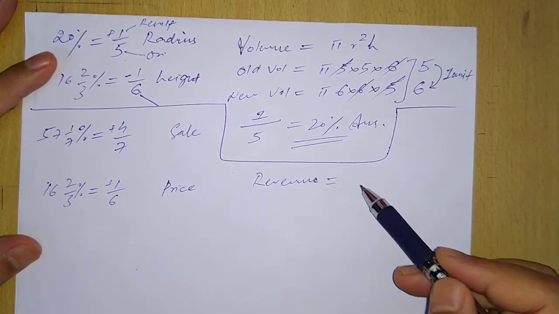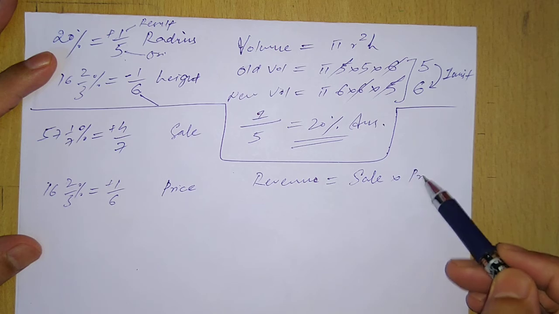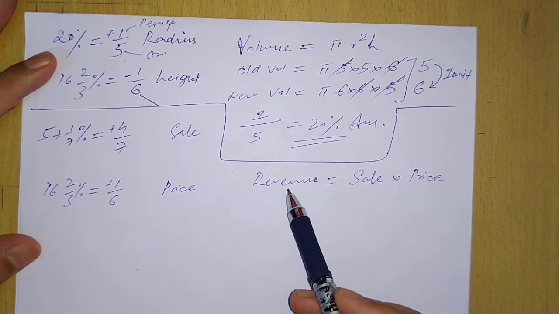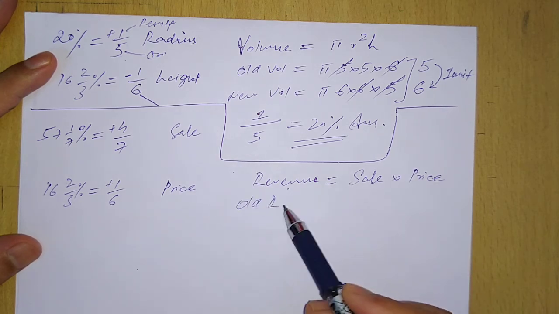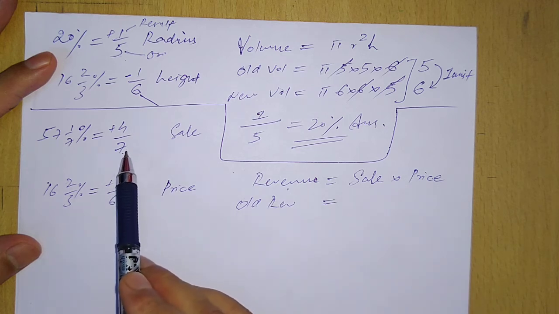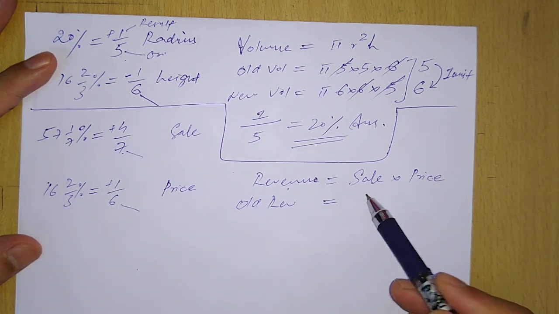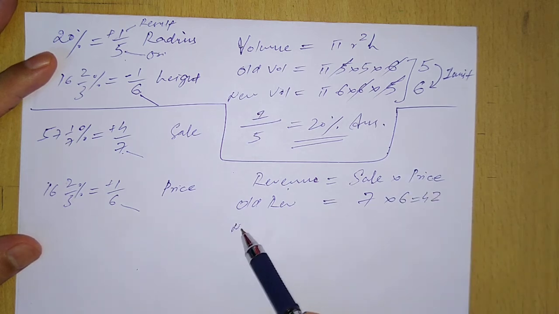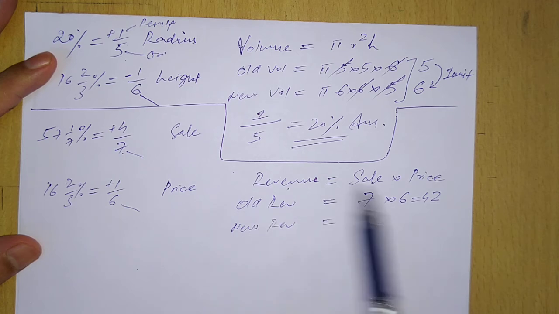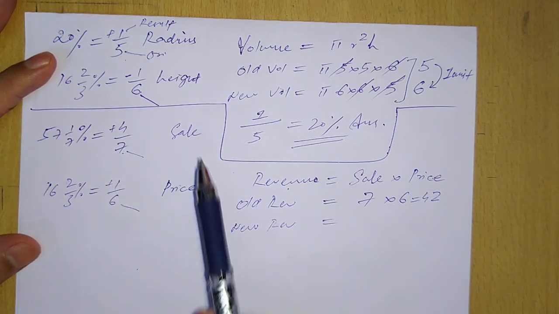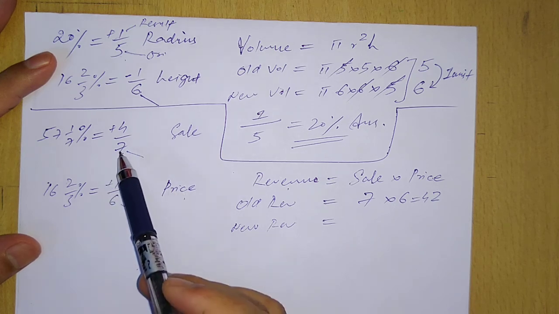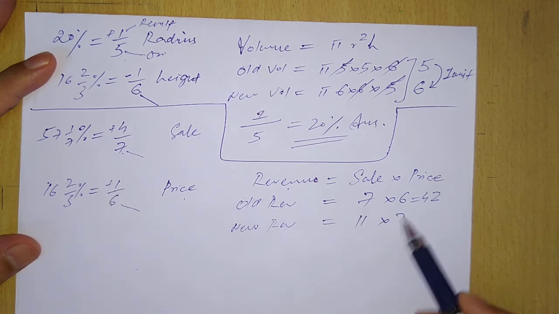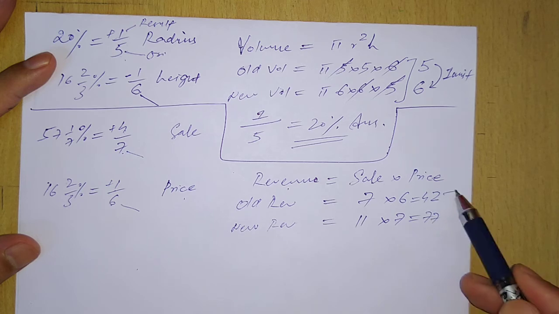Now the revenue, we need to find the percentage change in revenue, and we know that revenue is equal to sale into price. Sale of tickets into price will give us revenue. So the old revenue is how much? 7 and 6 is the original, so 7 into 6 is 42. Now the new revenue after the change is how much? Both are increased. Sale has been increased and price has also been increased, so increased 4 units. 7 plus 4 will give us 11, and 6 plus 1 will give us 7, so 11 7s are 77.